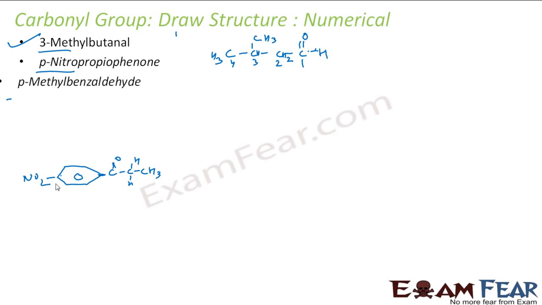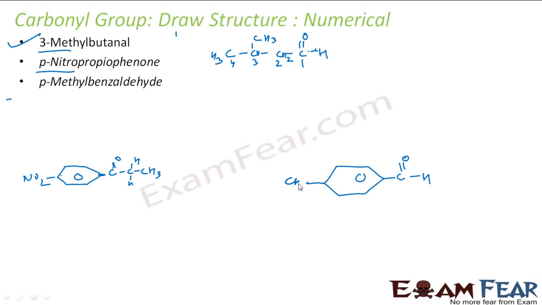The next is what? Para-methyl benzaldehyde. Let me draw benzaldehyde first. This is my benzaldehyde. And at para position I have a methyl. This is my para position. Add a CH3. This is my para-methyl benzaldehyde.